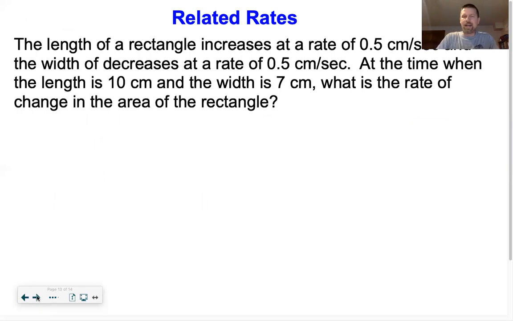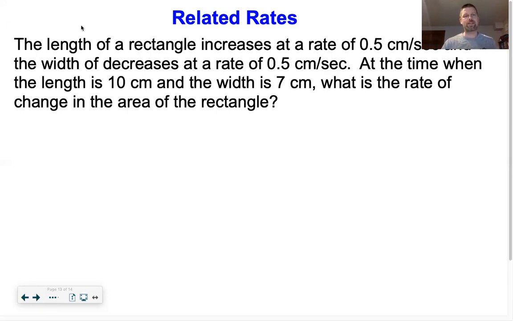Related rates is not too terribly hard, especially if you can just identify it. Basically, if they ever give you a problem where they're talking about different types of rates, like, say, the length is increasing at this rate, the width is decreasing at that rate, that's going to be a related rates question. The way to solve all related rates questions is just start with some equation that relates your variables, find the derivative, and plug in what you know.